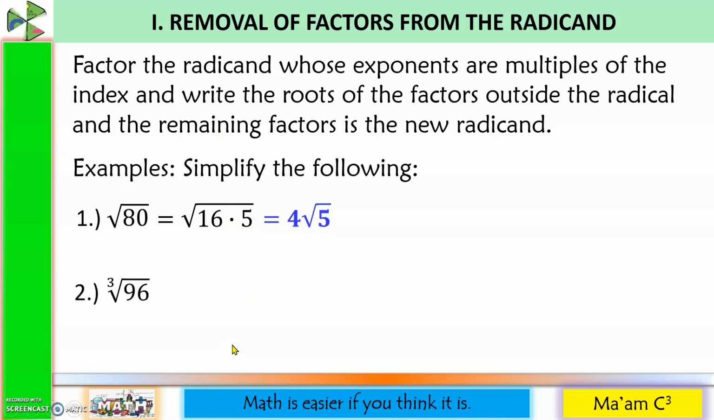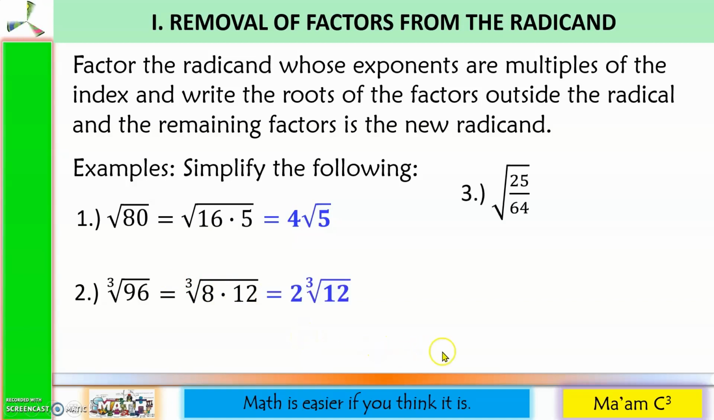Number 2, cube root of 96. 96 is equal to 8 times 12. So this is equal to the cube root of 8 times 12. The cube root of 8 is 2. The cube root of 12 is the new radicand. So we have 2 cube root of 12.